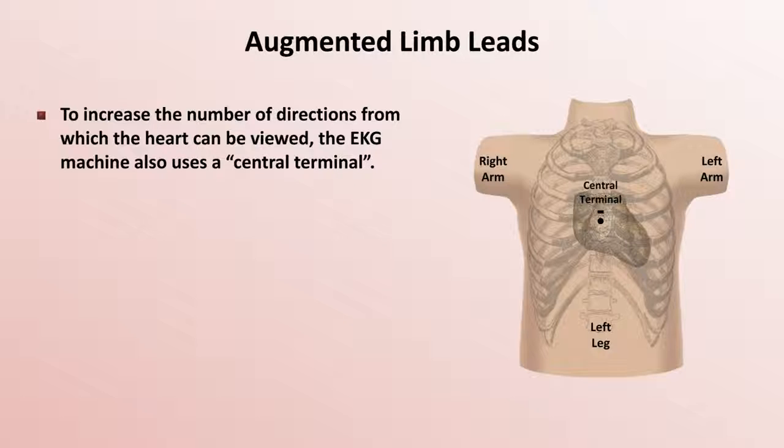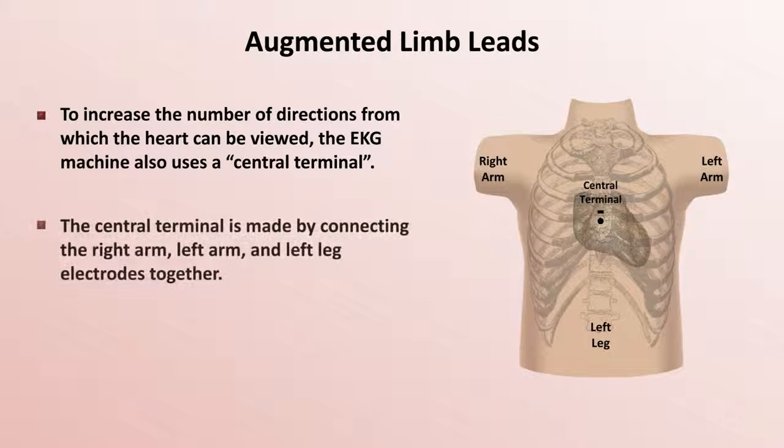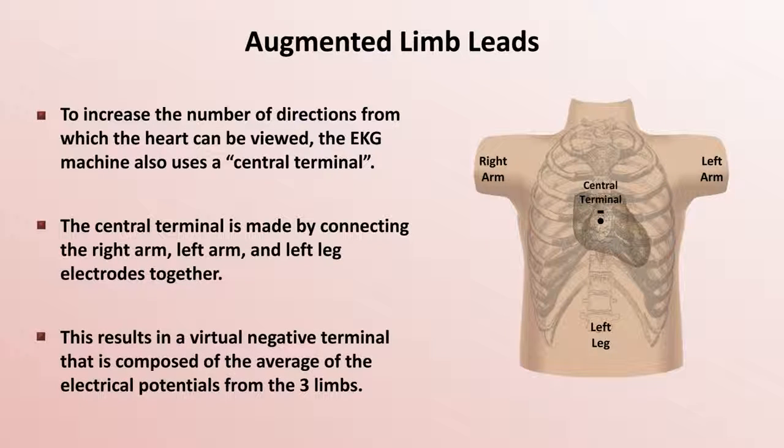As mentioned before, the central terminal is made by connecting the right arm, left arm, and left leg electrodes together. This results in a virtual negative terminal that is composed of the average of the electrical potentials from the three limbs. The creation of the central terminal allows the recording of three new limb leads, one for each of the right arm, left arm, and left leg, with the F of AVF standing for foot. By definition, the leads AVR and AVL are 30 degrees away from the horizontal. We'll see in a minute how that angle can be defined so precisely.